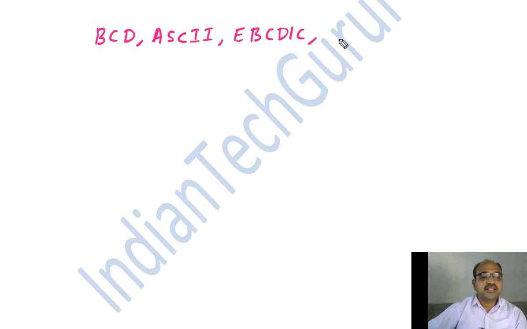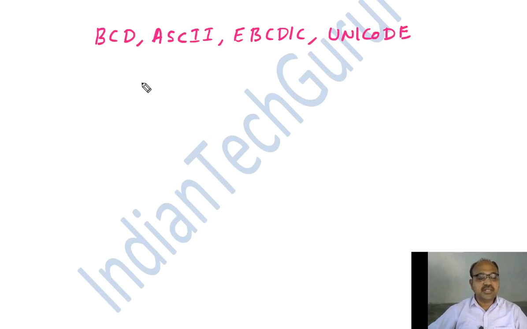In this video, let us discuss about the binary coded decimal, BCD, and ASCII, American Standard Code for Information Interchange, and EBCDIC, as well as Unicode, and why we need these many number of codings.